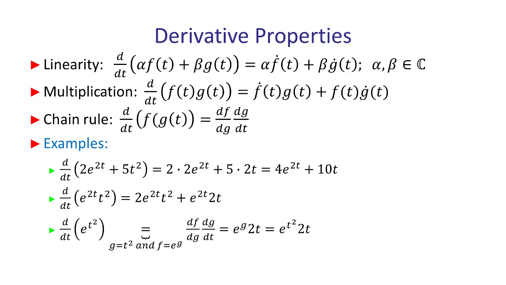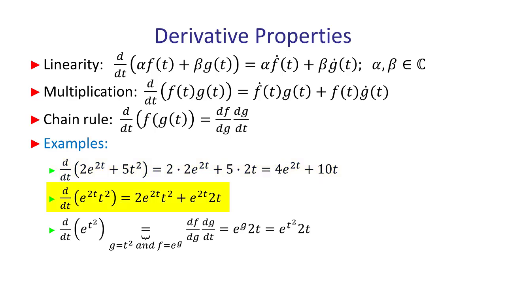Now let's see some examples of using those rules above. Let's say you want the derivative of twice exponent of 2t plus 5t squared. Then you're using just the linearity rule, and then you're also using derivatives of exponent and t squared. So the derivative of t squared is twice t, and the derivative of e to the 2t is twice e to the power of 2t, and then you get the result.